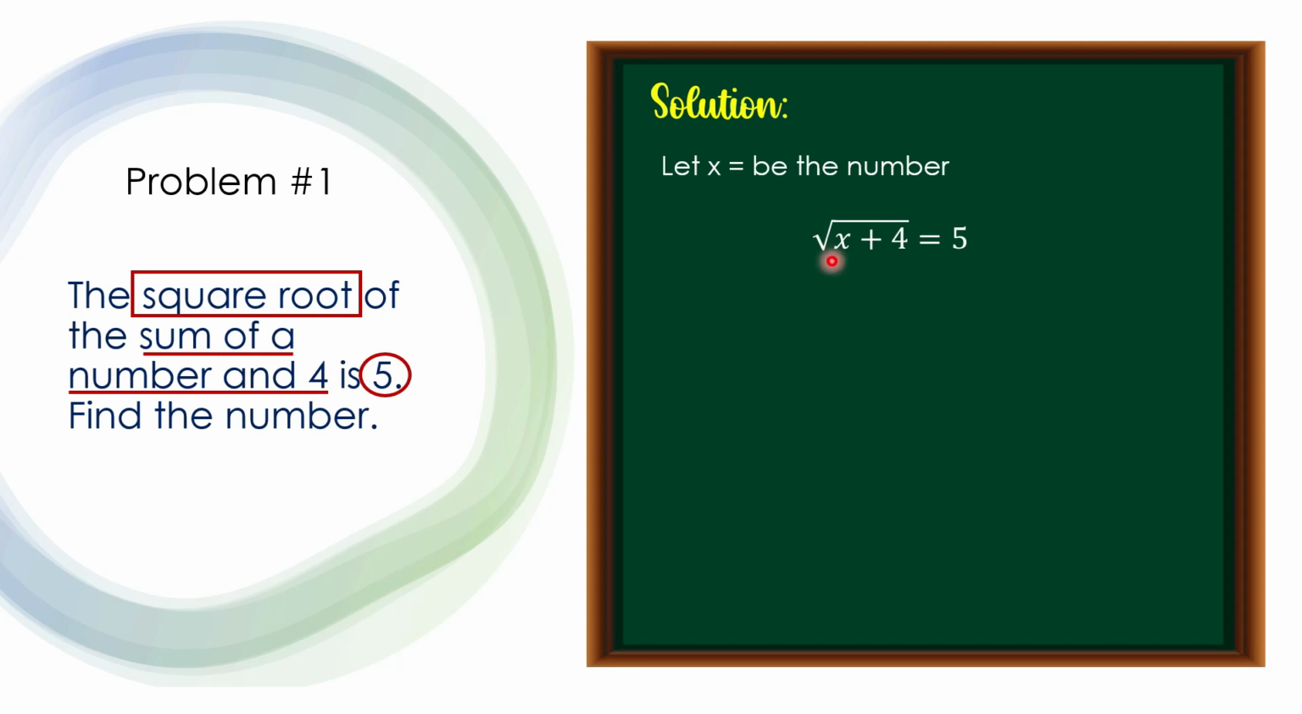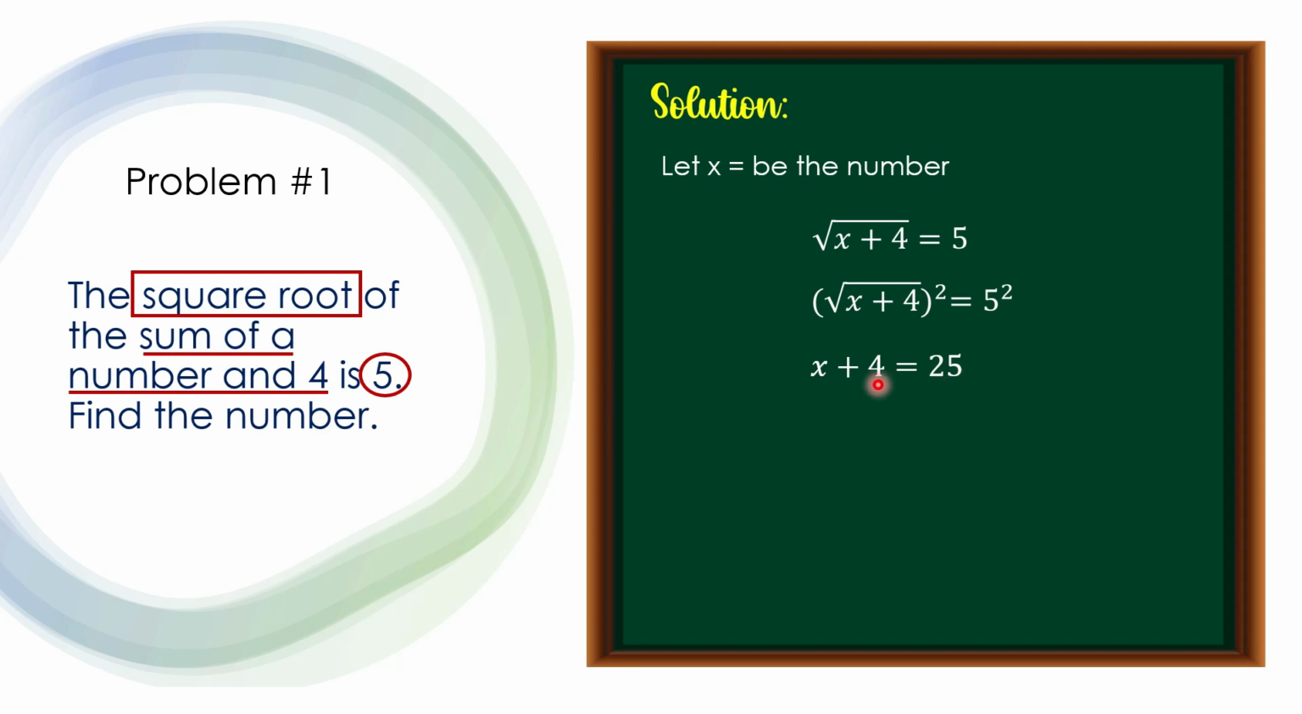So to remove the radical symbol here, let us raise both sides by 2. Therefore, we have the square root of x plus 4, squared, is equal to 5 squared, in which this is equal to x plus 4 is equal to 25, in which the index and the exponent here are equal. Therefore, we will simply consider the radicand, while 5 squared is equal to 25.